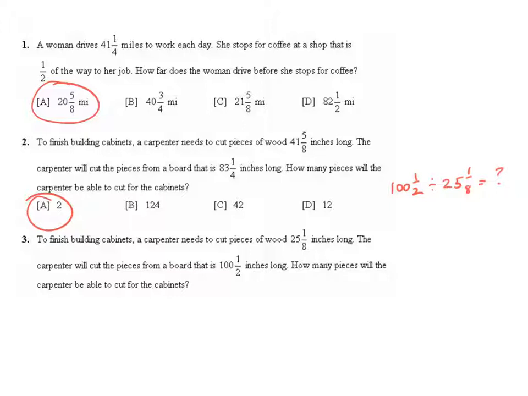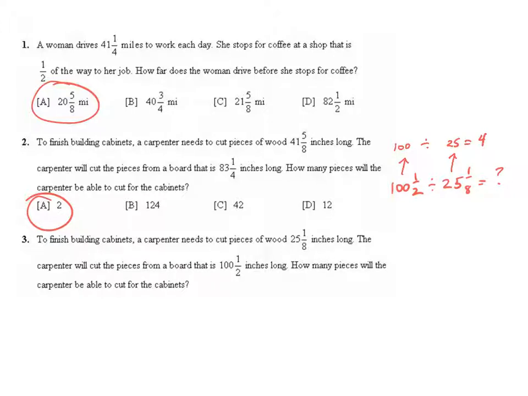Before you even begin, I strongly recommend that you estimate. So 100 and a half, I'm going to round to 100, and 25 and 1/8, I'm going to round to 25. When I do that, I get 4 pieces of wood that I'm able to cut from that big long length of board. Now I'm going to go ahead and do the actual division.